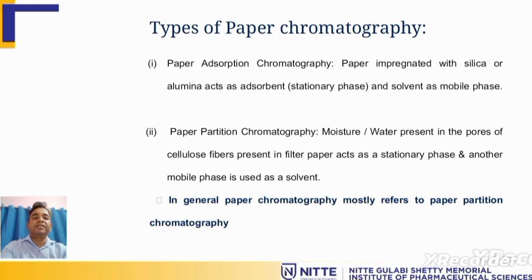There are various types of paper chromatography, that is paper adsorption chromatography and paper partition chromatography. When we look into paper adsorption chromatography, the paper is impregnated with silica or alumina, which acts as an adsorbent or a stationary phase, and solvent as mobile phase. In paper partition chromatography, moisture or water present in the pores of cellulose fiber in the filter paper acts as a stationary phase, and another solvent is used as mobile phase. In general, paper chromatography mostly refers to paper partition chromatography.